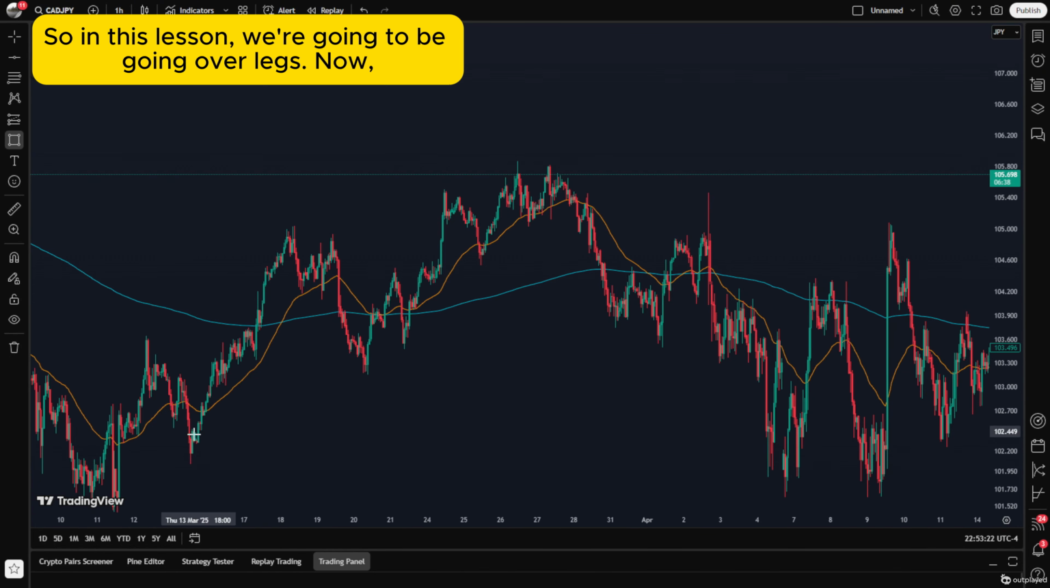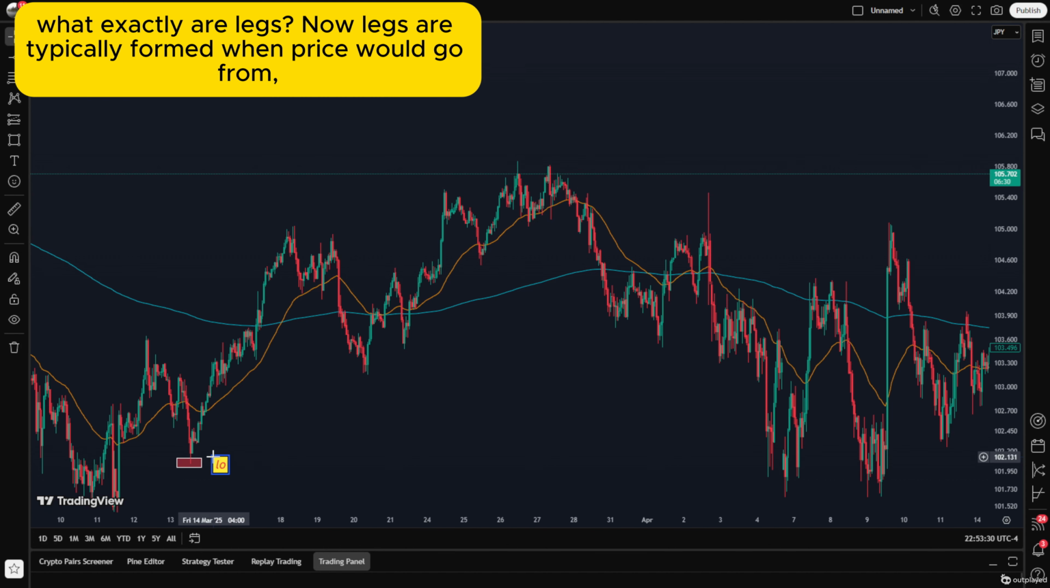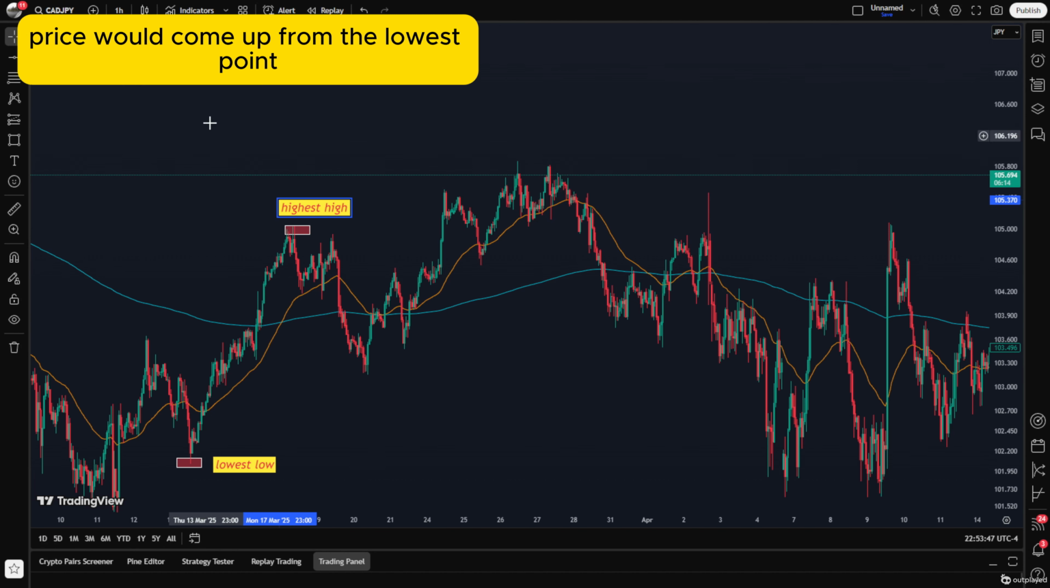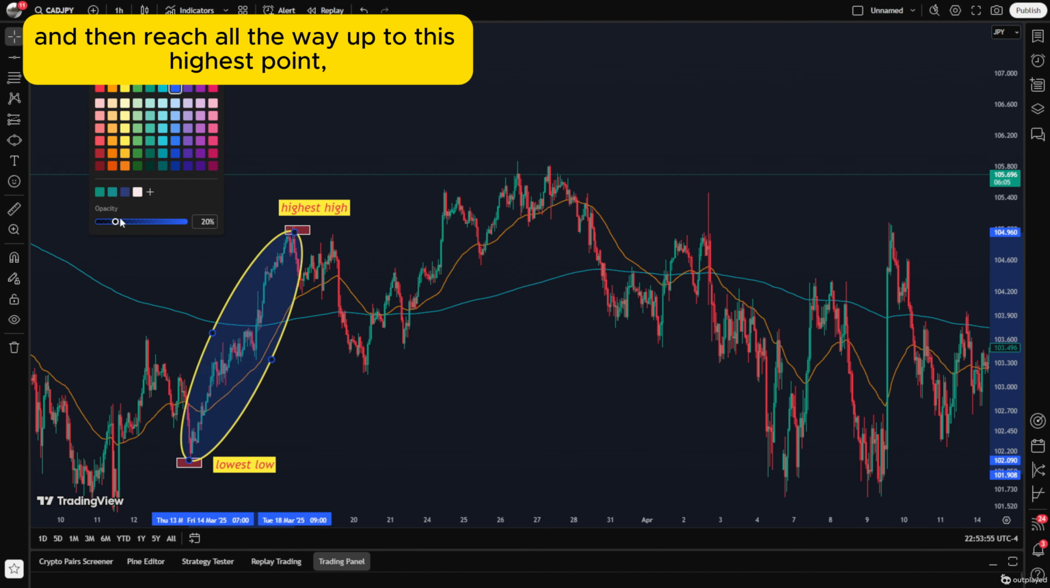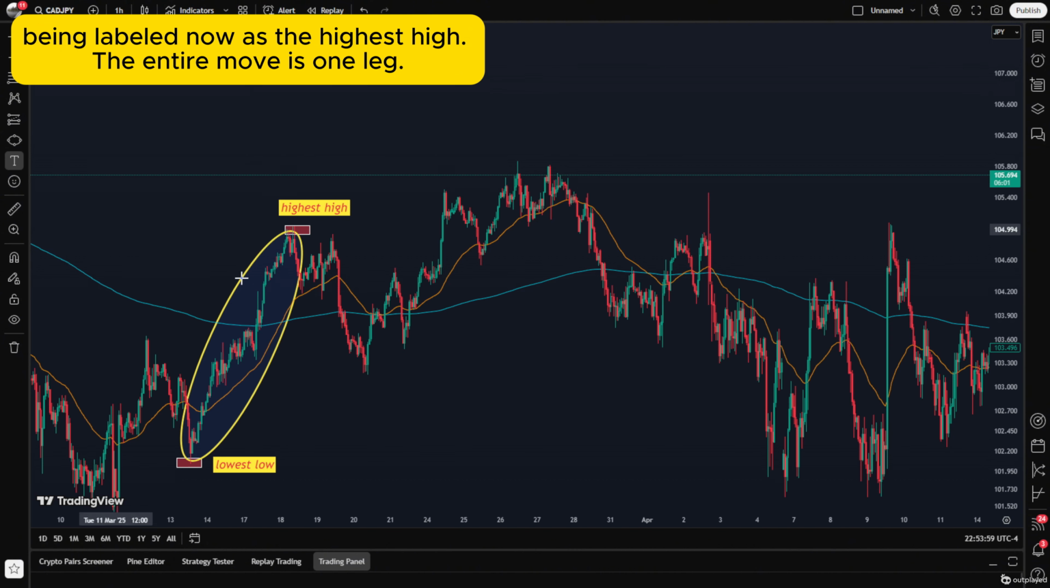So in this lesson, we're going to be going over legs. Now, what exactly are legs? Legs are typically formed when price would come up from the lowest point and then reach all the way up to this highest point, being labeled now as the highest high. The entire move is one leg.